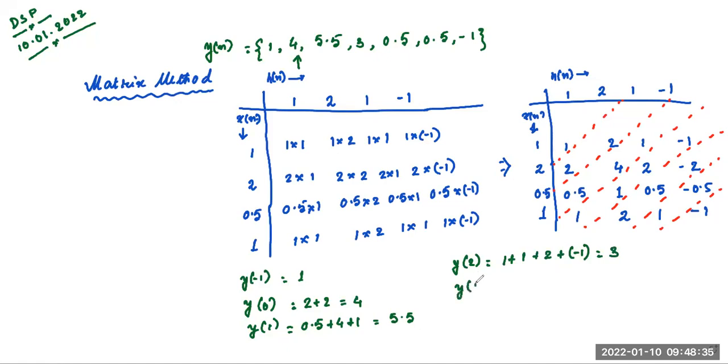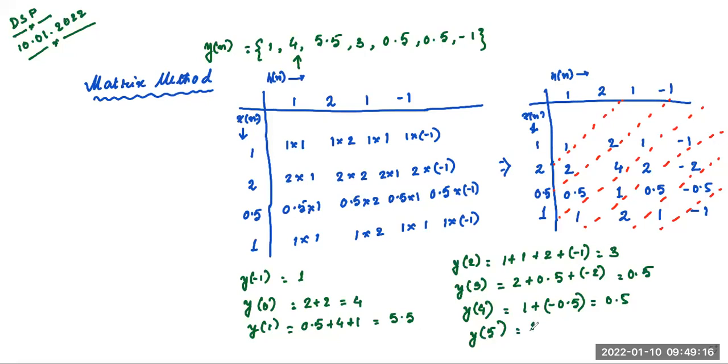Next is y of 3. What will be y of 3? 2 plus 0.5 plus minus 2. So that is equals to how much? 2 and minus 2 get cancelled, so 0.5. Yes. Next is y of 4. What is the value of y of 4? 1 plus of minus 0.5, so that equals to 0.5. And last, y of 5, that is equals to 1.